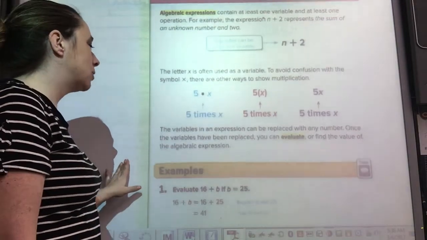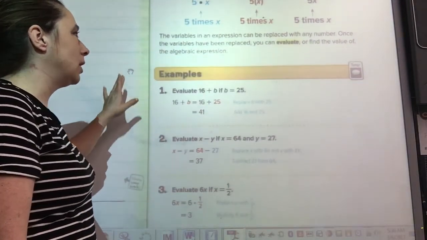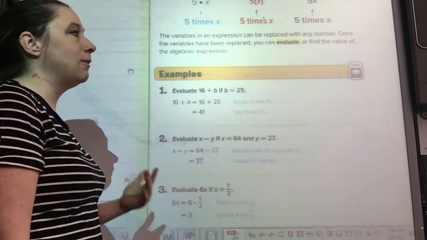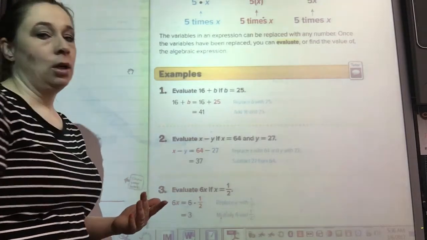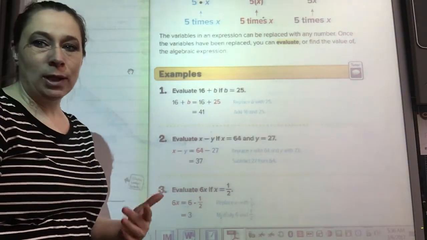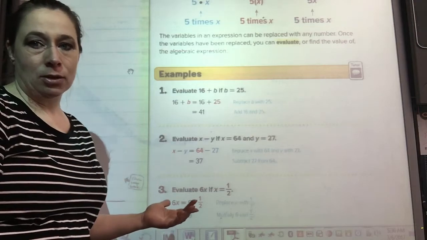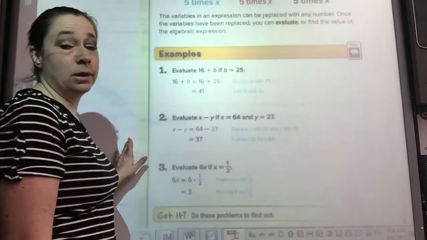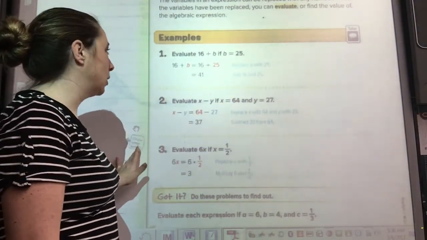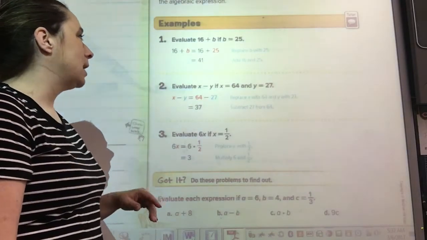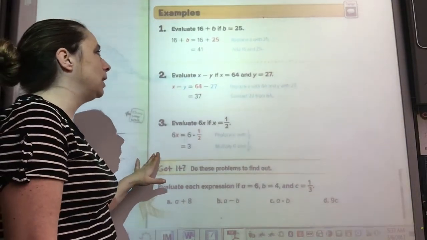Alright, so variables in an expression can be replaced with any number. Once they've been replaced, you can evaluate, or find the value of, an expression. So if it's telling you to evaluate something, it's telling you to find the answer. I don't know why they just don't say solve it. That would be a lot easier, wouldn't it? So here they give us an example: 16 plus b if b equals 25.